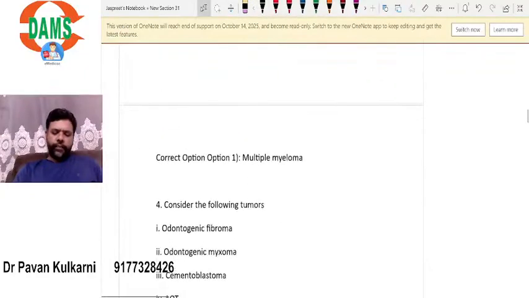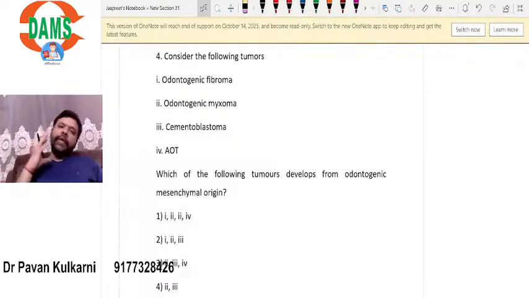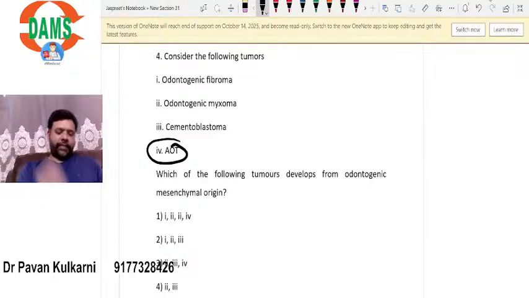Okay, consider the following tumors: odontogenic fibroma, odontogenic myxoma, cementoblastoma, AOT. Which of the following tumors develop from odontogenic mesenchyme origin? So we have seen the classification of odontogenic tumors. Some are purely epithelial in origin, some are purely mesenchymal in origin, some are mixed. Here the question they are asking is, there are 4 tumors, 3 are purely mesenchymal. They don't have any epithelial component. We know that this is an epithelial.